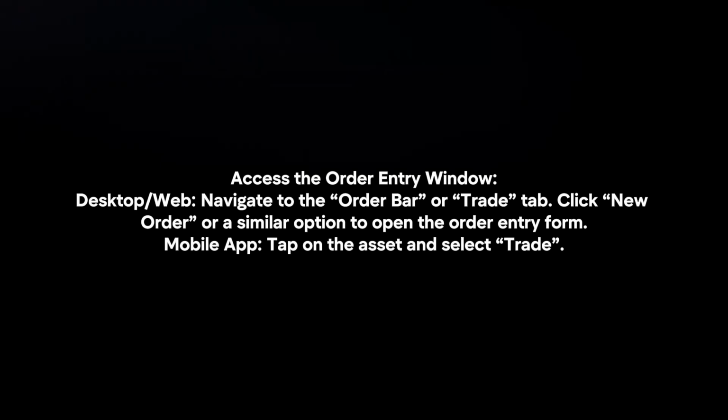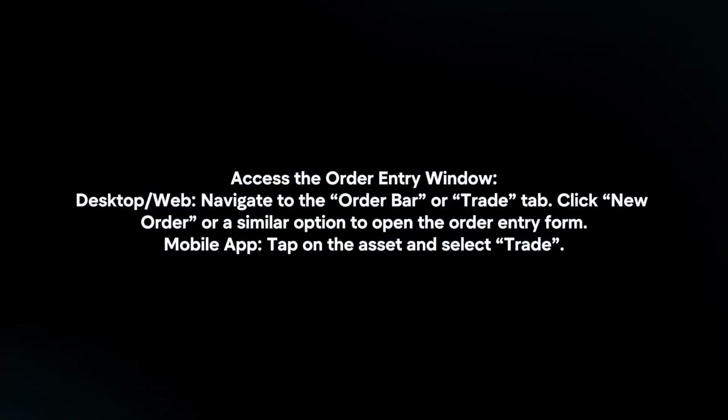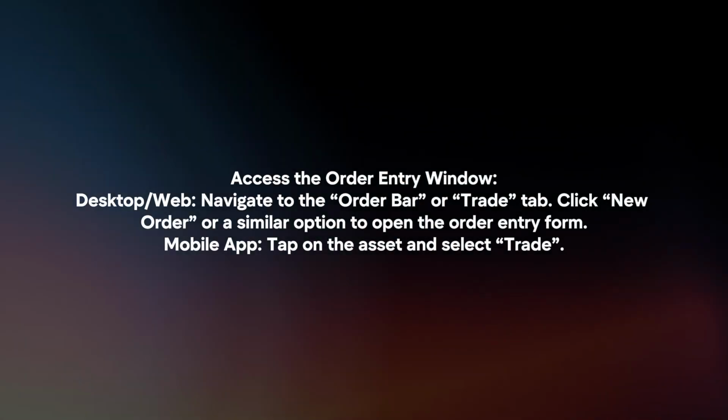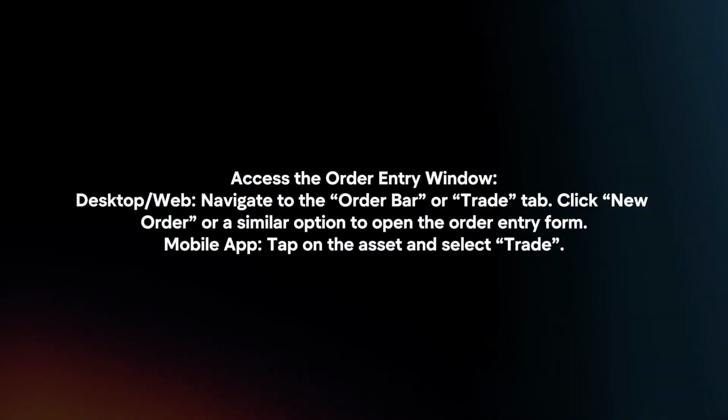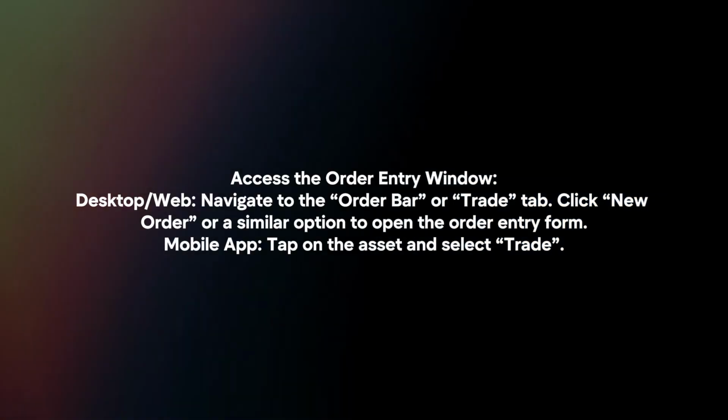Access the order entry window. Desktop or web. Navigate to the order bar or trade tab. Click new order or a similar option to open the order entry form. Mobile app. Tap on the asset and select trade.